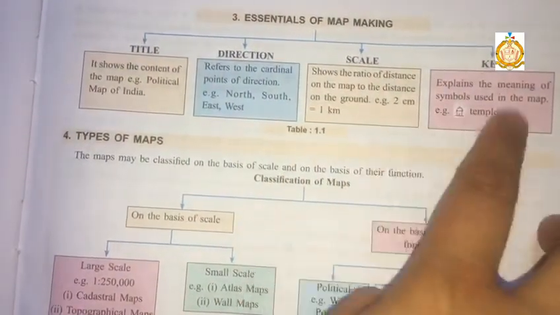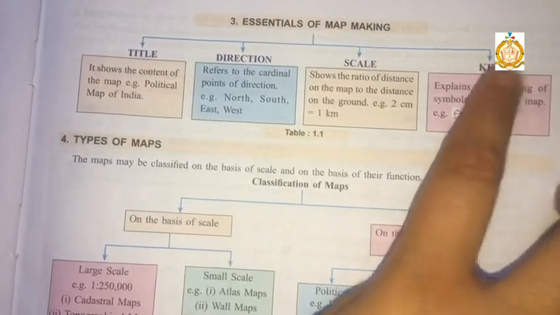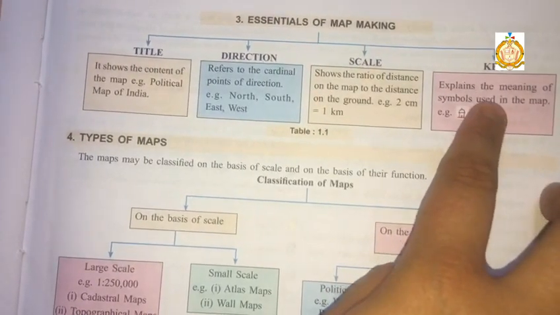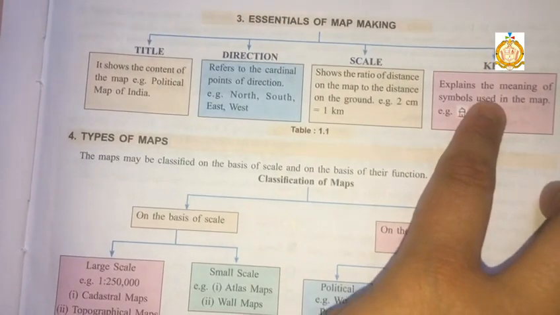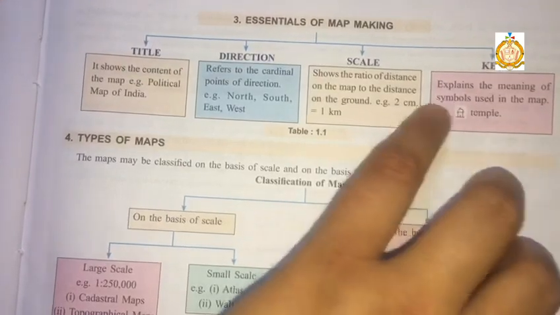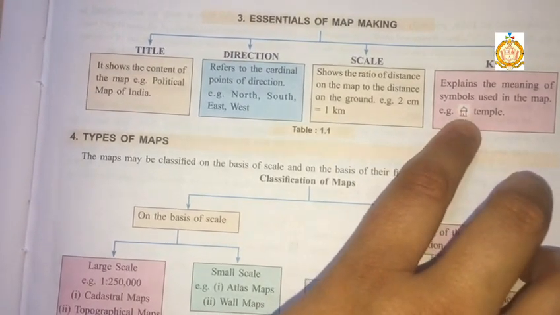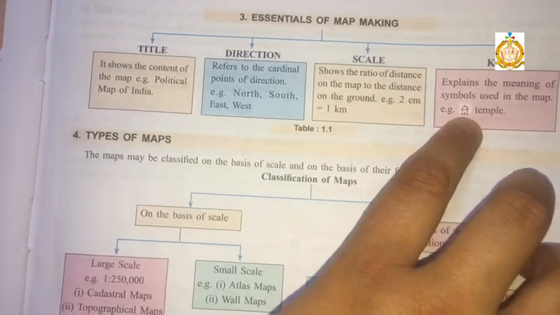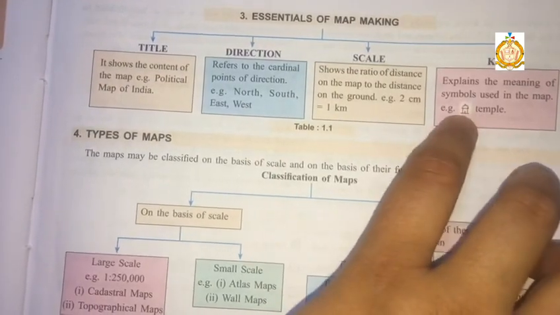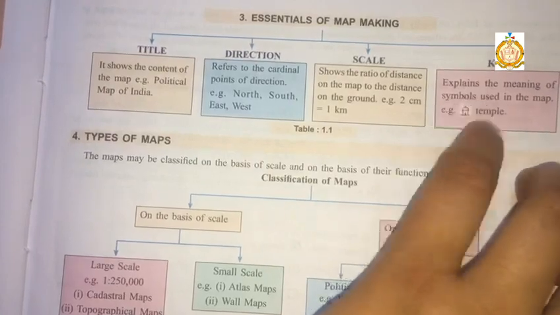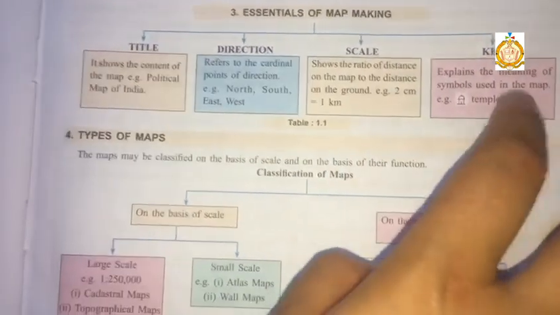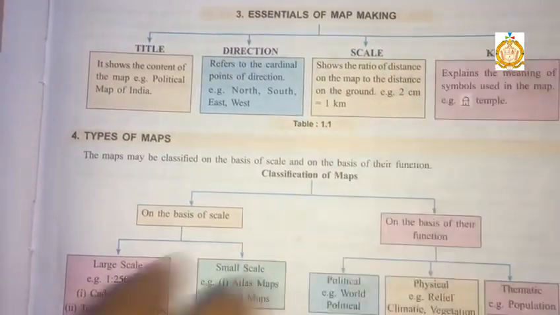Next is the key. Key and legends are very important. Through the key, we get the idea of the particular features that we find in the map area. For example, these kinds of symbols are drawn on the map to show a particular thing. Like for example, a temple. For a temple, they have given this kind of structure. So these are the symbols which we get in the key.